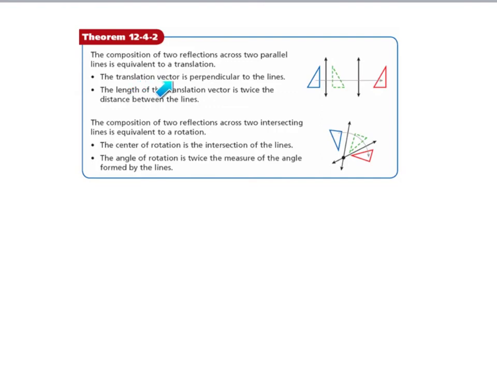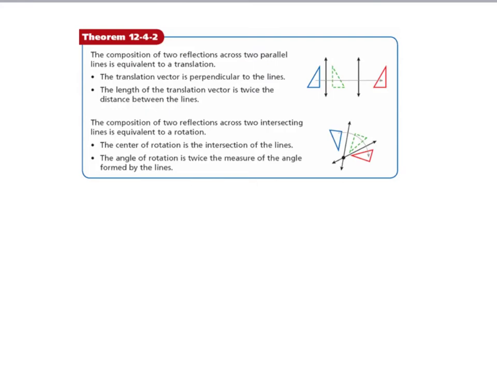Now that translation vector that we end up utilizing will be perpendicular to the 2 parallel lines, and we also know that the length of the translation vector will be twice the distance between those 2 parallel lines. So that's what you need to know. If you're dealing with 2 reflections across 2 parallel lines, you just have a translation.